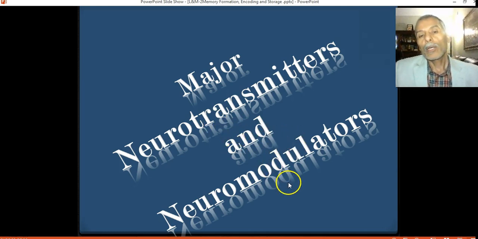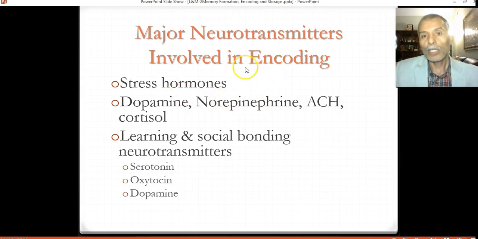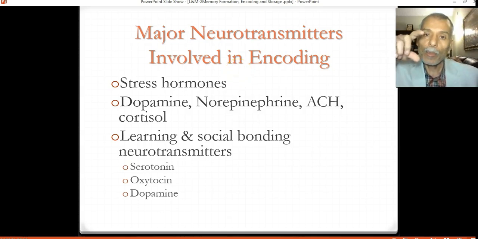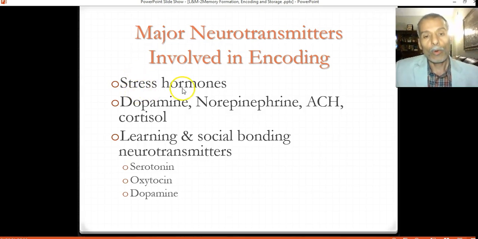I'm going to touch upon neurotransmitters and neuromodulators. These are the chemicals that facilitate the transmission of information from one neuron to the other, along the synapse. I'll just touch upon the major ones, especially the ones that assist in the process of encoding, because every phase requires its own neurotransmitters. So these include the stress hormones. I just mentioned stress, higher levels of stress aren't good.